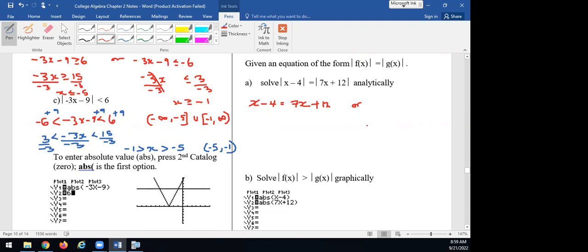What's the second possibility? Yeah. So take x minus 4 and set it equal to the negative of this side. So that's negative of 7x plus 12. So you're going to set one side to be negative. We have to introduce a negative somewhere. So this one side needs to be negative, and it doesn't matter which side. And then we are going to solve.